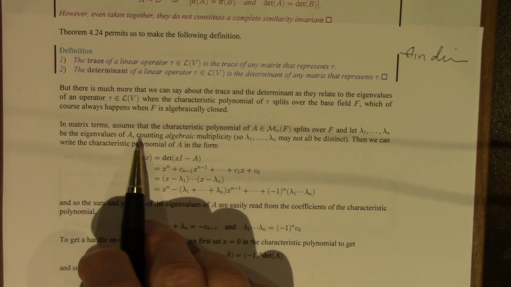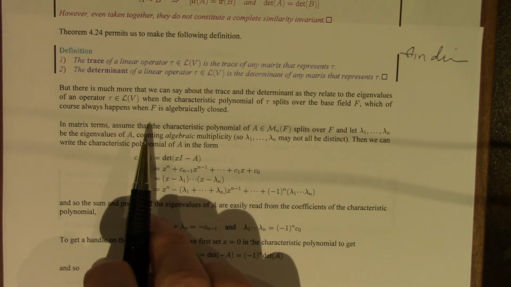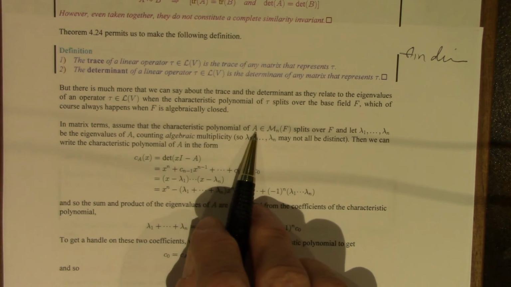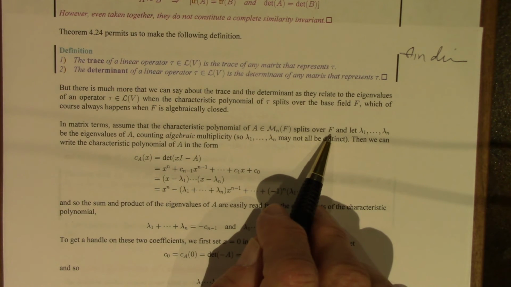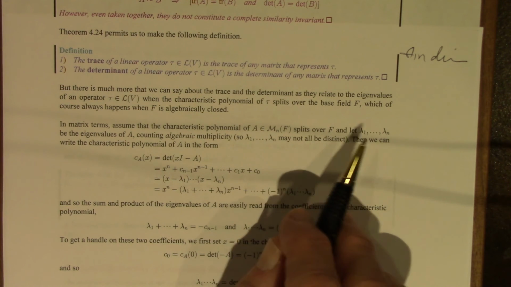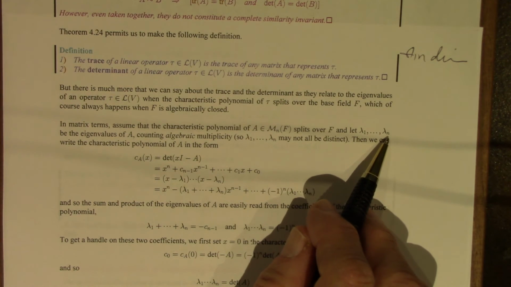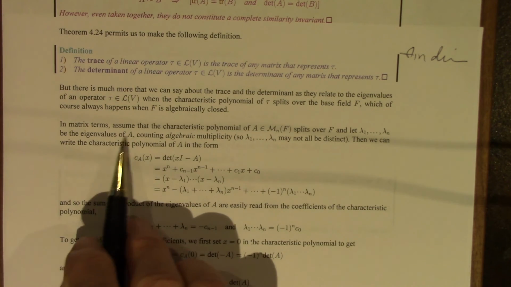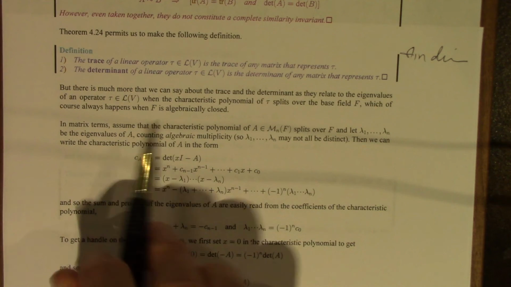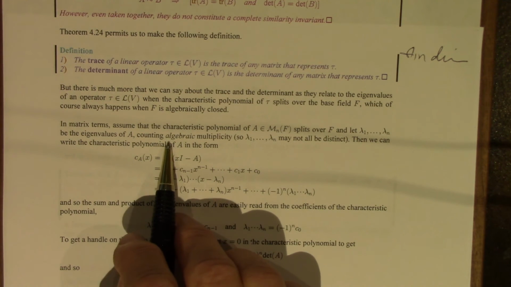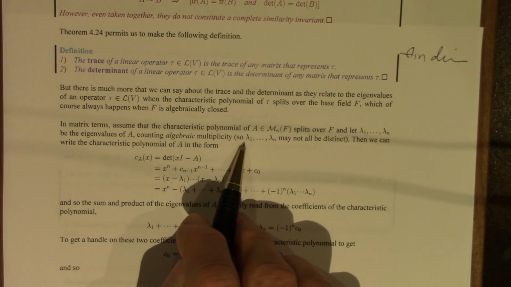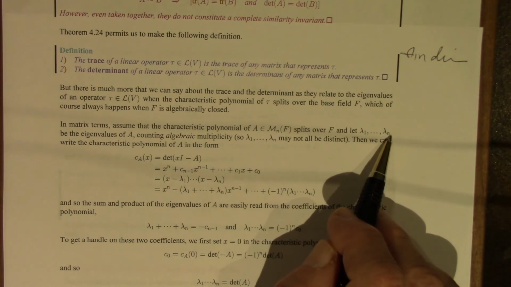In matrix terms, let's assume that the characteristic polynomial of a matrix A splits over its base field, and let lambda 1 through lambda n be the eigenvalues of A. That means they're in the base field, counting algebraic multiplicity. So these don't have to all be distinct. There may be double, triple roots, or whatever.